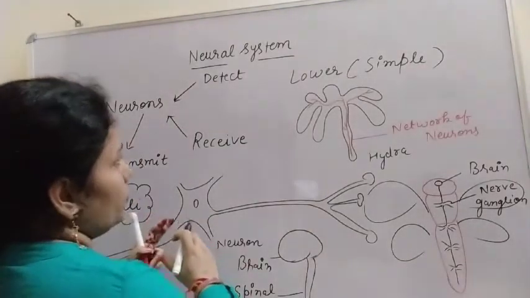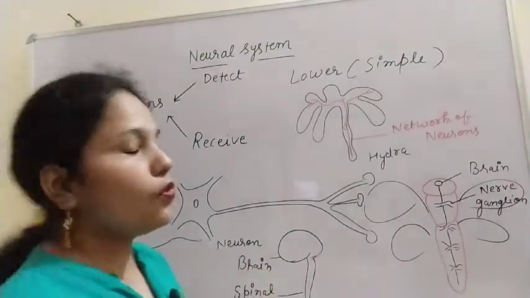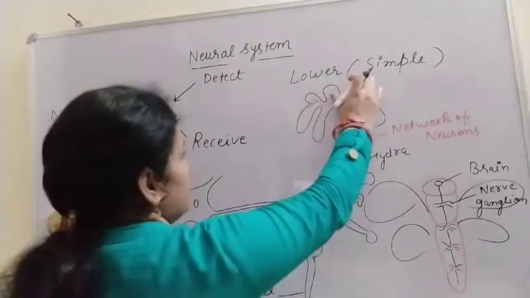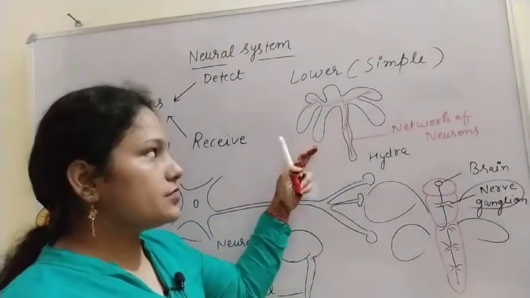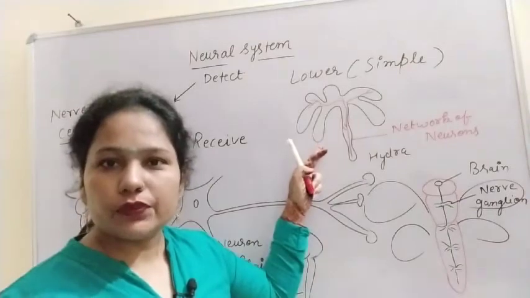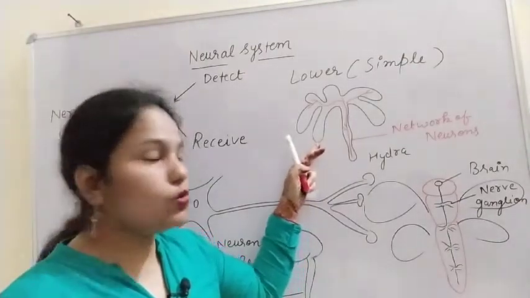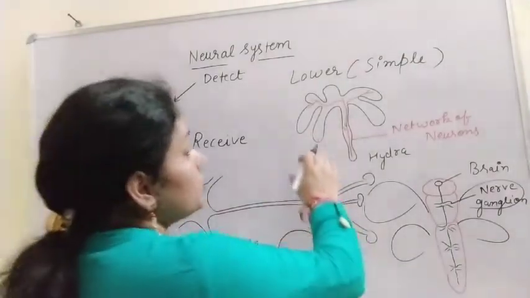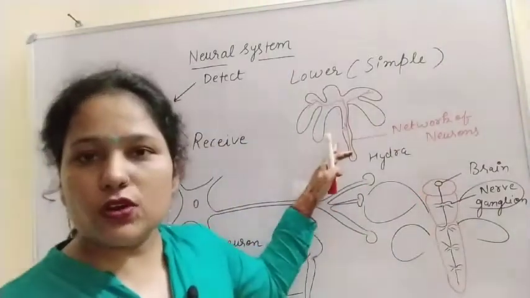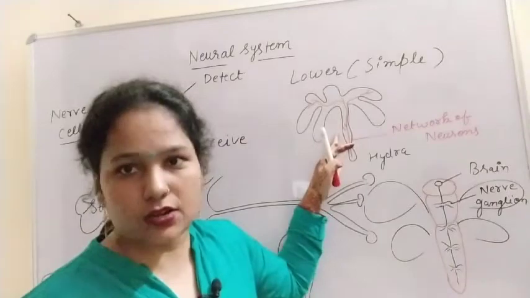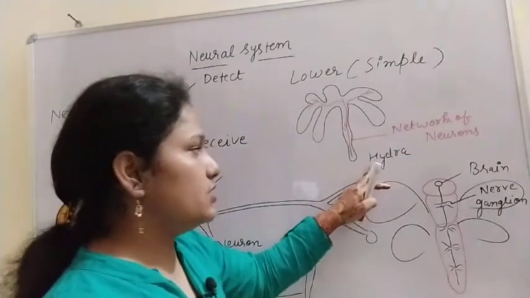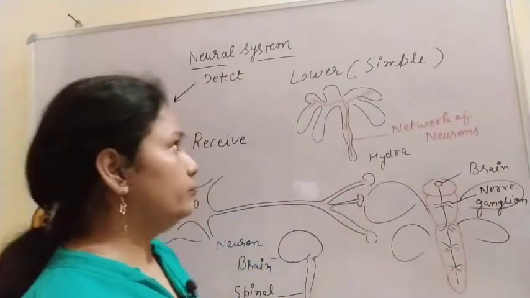The neural system in lower animals, in invertebrates, is very simple. That is the diagram of Hydra, and Hydra belongs to which phylum? It belongs to coelenterates. So it has a network of neurons. Only the cellular level of organization is there. So only a network of neurons is present in Hydra.